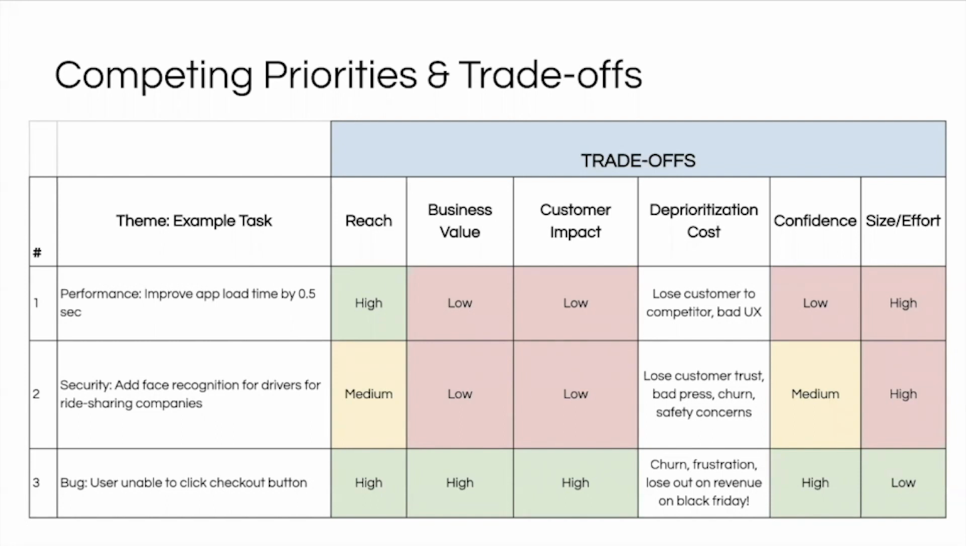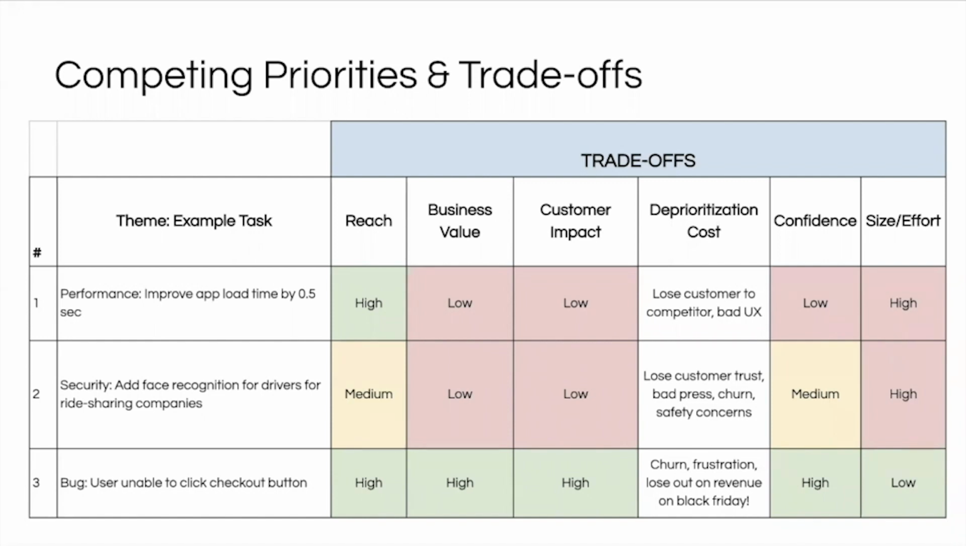So let's look at row number one. Here the theme is performance, right? Let's say you've been tasked with improving app load time by half a second. The reach of this is very, very high. Everyone who opens the app will basically open it half a second faster. So it's your entire audience.